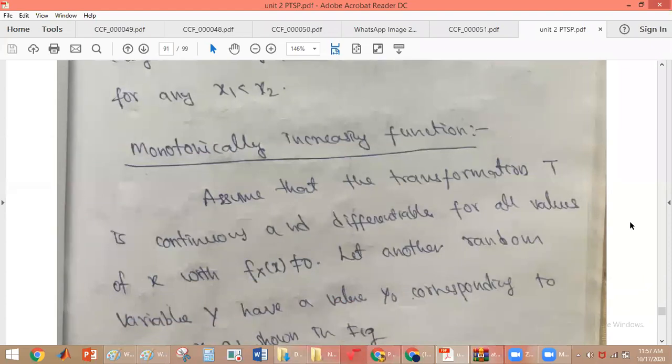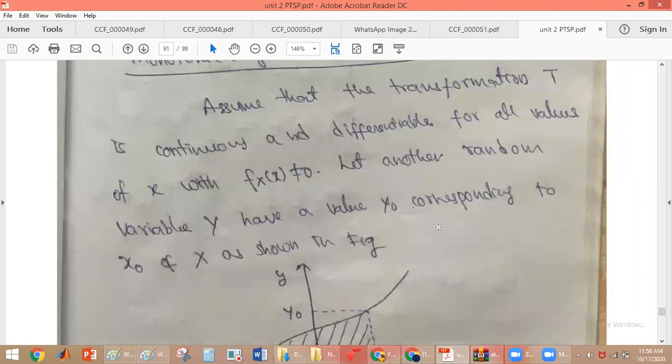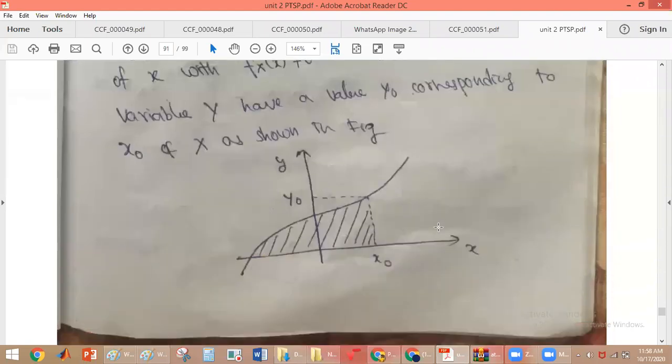Here, assume that T is continuous and differentiable for all values of x. Now if you differentiate T with respect to x, we get some value. It is differentiable with respect to x, and the probability density function f_X(x) is not equal to 0. Then any other random variable Y has a value y naught corresponding to x naught, as shown in the figure. For every value x naught we will be getting some value y naught.